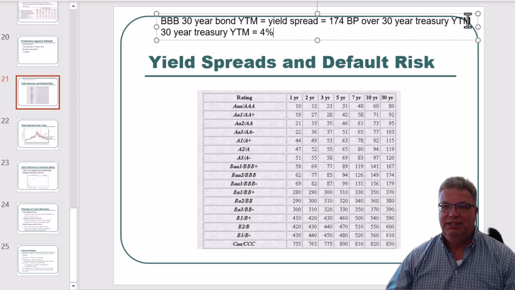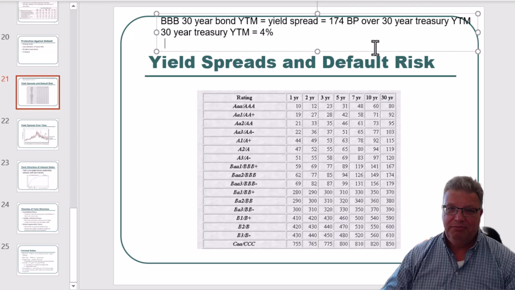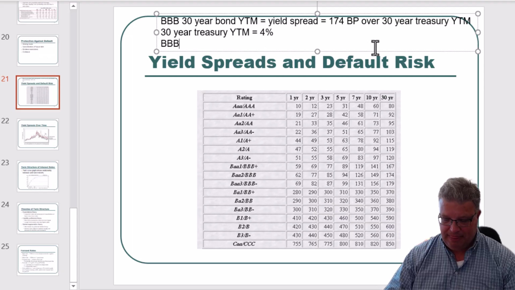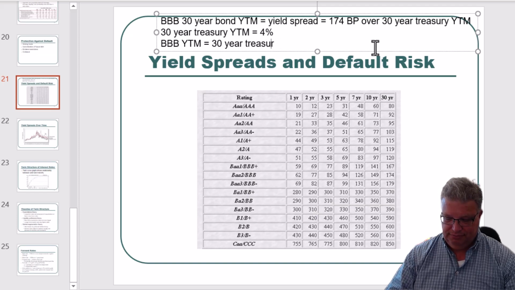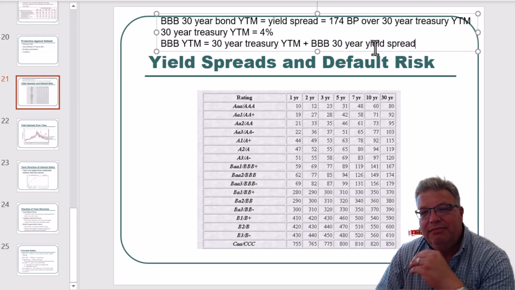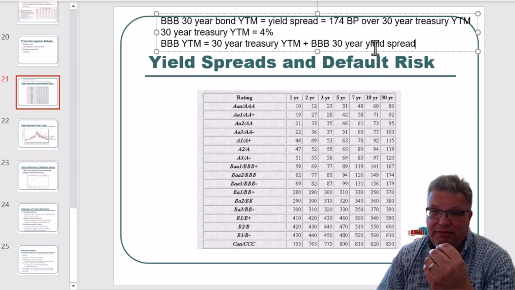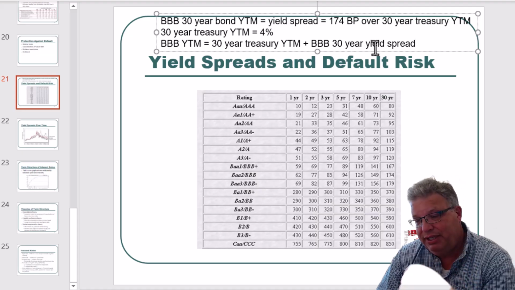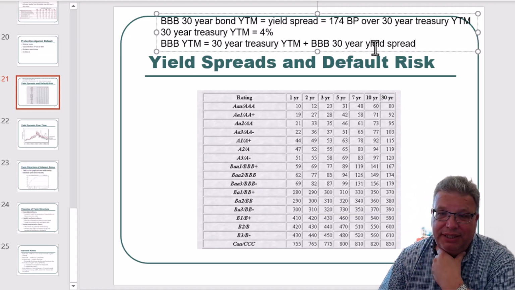So what we do to estimate the yield to maturity on this triple B bond is we take the 30-year Treasury yield to maturity, and we add to it the triple B 30-year yield spread. Spread is just shorthand for the amount of interest above and beyond the risk-free rate for 30 years. And for the 30-year time horizon, the risk-free rate is the 30-year Treasury.